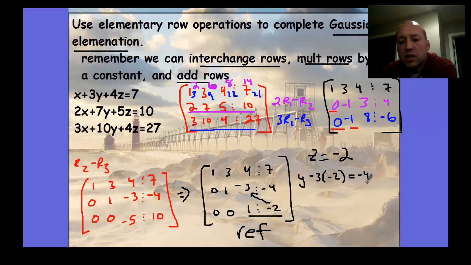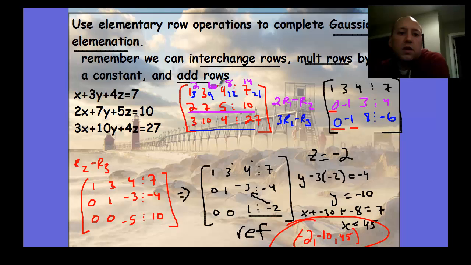And so I plug in the negative 2, so this is a positive 6. I'm going to subtract that, so y is negative 10. And I can plug negative 10 and negative 2 in for the y and the z term here. So we have x plus 3 times our negative 10, which is negative 30, plus 4 times negative 2, which is negative 8, equals 7. So this is negative 38. Add it to both sides to find x is 45. And so our solution is the ordered triple, 45, negative 10, negative 2.